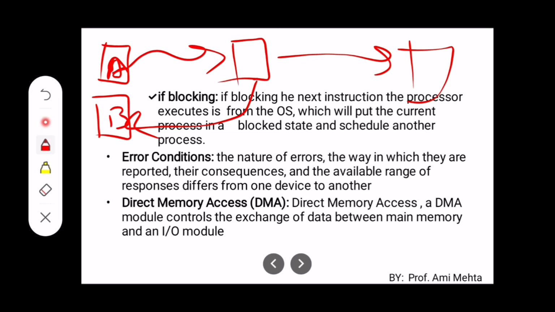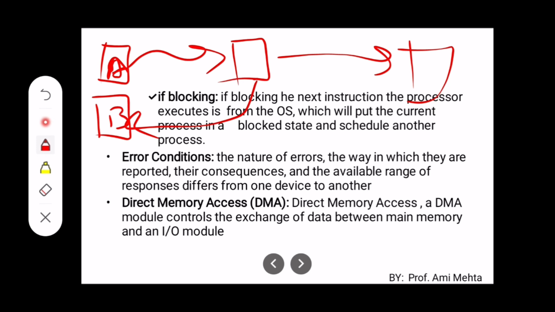In the process state diagram, a process can be in the ready state, running state, blocked state, or terminated state. These are the various states of the processes. So while taking an input output request from the process, the operating system puts that process into the blocked state and executes another ready process. This is the scenario in a blocking process. What happens if there are error conditions? The nature of errors, the way in which they are reported, their consequences, and the available range of responses differ from one device to another.